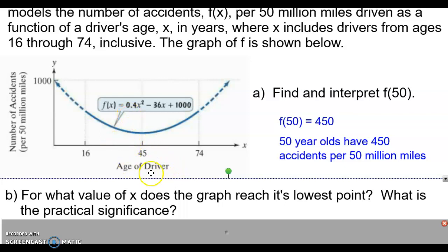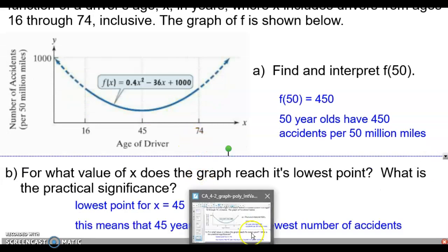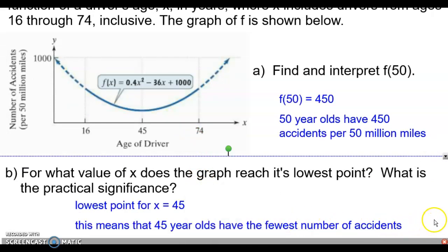Okay, so we're talking about 45 is where it reaches the lowest spot. So what does 45 stand for? The age. And what is the graph representing? The number of accidents. So it's telling me that 45-year-olds have the fewest number of accidents per 50 million miles driven. Okay, so they have the lowest rate of accidents. That's why their insurance is usually a little cheaper.